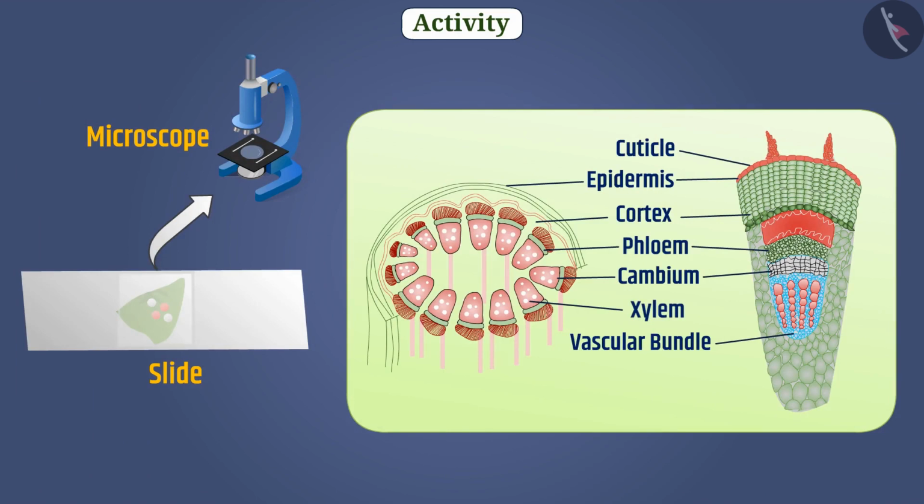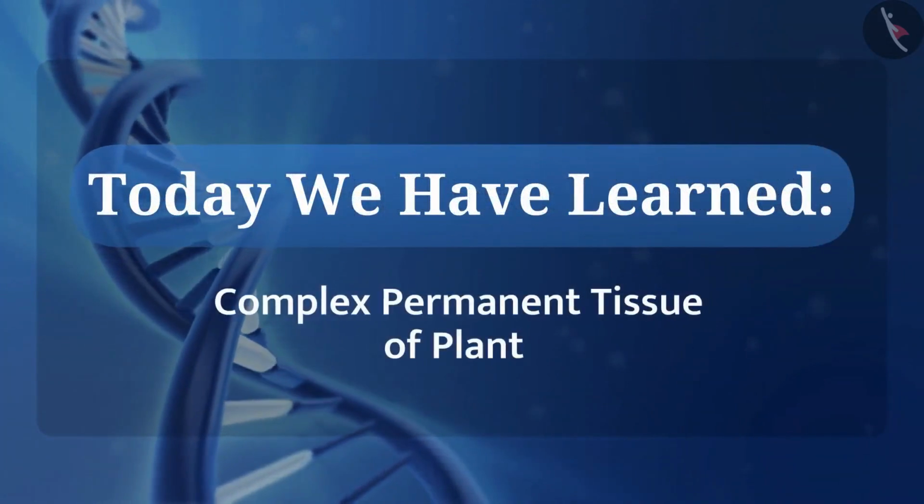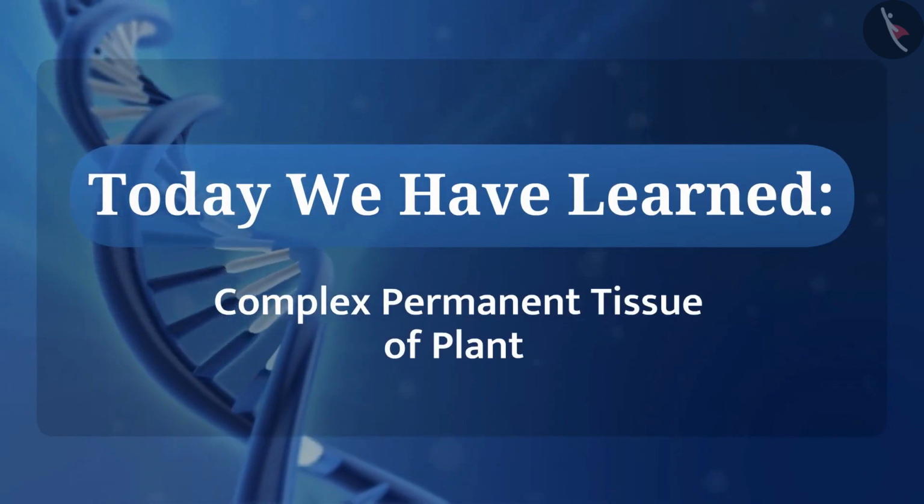We can see that in the figure, the structure of all cells is different. That is, in stem, different types of cells are present. In this figure, we can also see the position of complex permanent tissue, xylem and phloem in stem. From this figure, we get to know how different cells form a group, that is, tissue. All these tissues perform different functions in the plant. In this way, today we learned about the complex permanent tissue of plant.